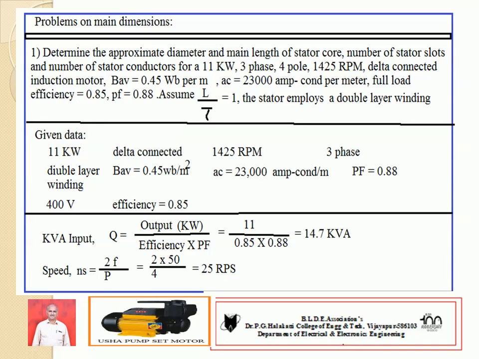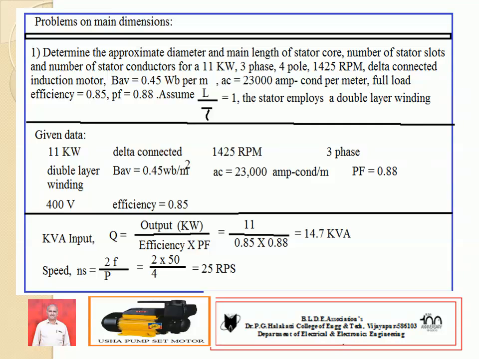Problem number 1: determine the approximate diameter and main length of stator core, number of stator slots, and number of stator conductors for an 11 kilowatt, 3 phase, 4 pole, 1425 rpm, delta connected induction motor. B average 0.45 Webers per meter square, AC 23,000 ampere conductors per meter, full load efficiency 0.85, power factor 0.88. Assume L by tau equal to 1. Stator employs double layer winding. So this is the given problem.